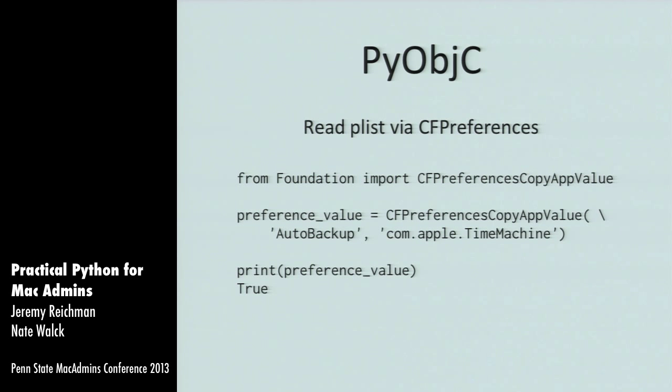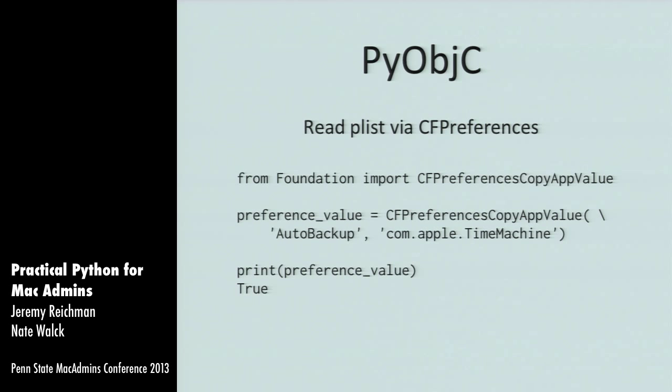You can import from Foundation, you would import CFPreferencesCopyAppValue. What this does is it reads the value of a key, and you have to tell it which key and which preference domain. So here we're going to set preference value equal to the value of AutoBackup out of the com.apple.TimeMachine preference domain. And then, as you can see, when we print it, it's true. So Time Machine is set to do auto backup.